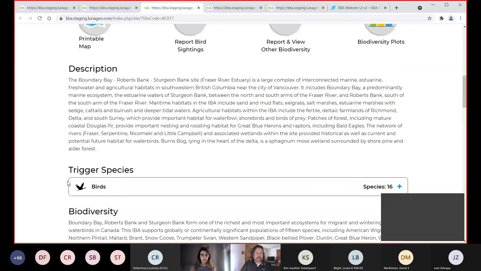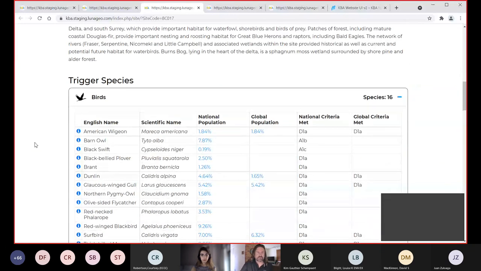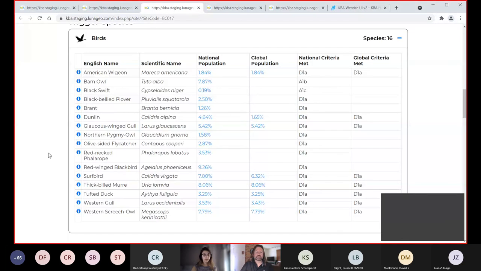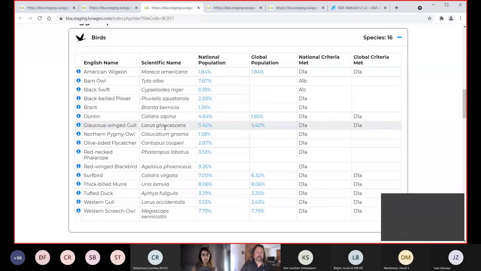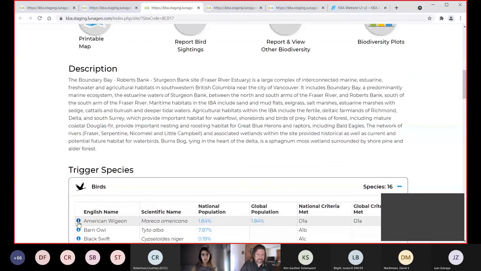And then the most exciting part will be the data, the trigger species here. As I said, at the moment we only have bird data entered. We haven't received the other biodiversity data yet for any of these KBAs. But for birds, we've got the whole system set up, ready to receive other types of information for other taxonomic groups. But at the moment, we have the bird data in here, and so you can see each line is a record for a particular species and which criteria were met at the national level and the global level. Remember, we do have the national standards, so we're applying KBA criteria at different levels. And these are links off to our species profile pages, which I'll get to in a second.